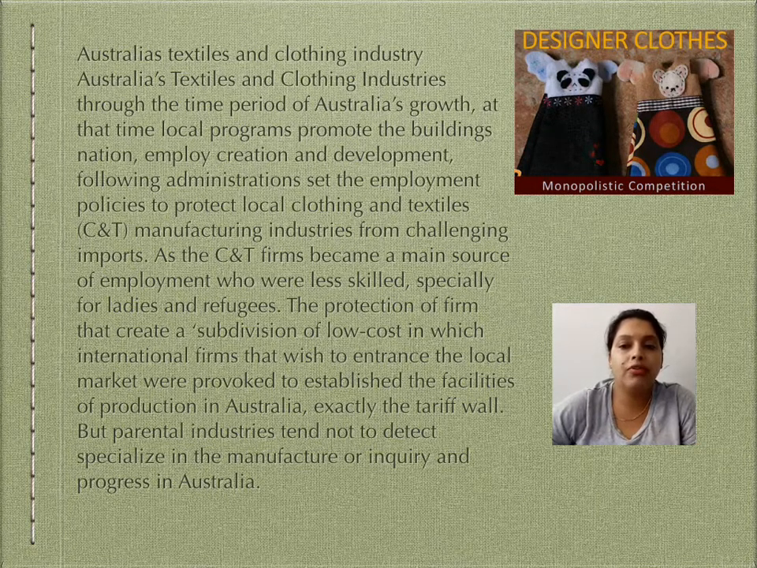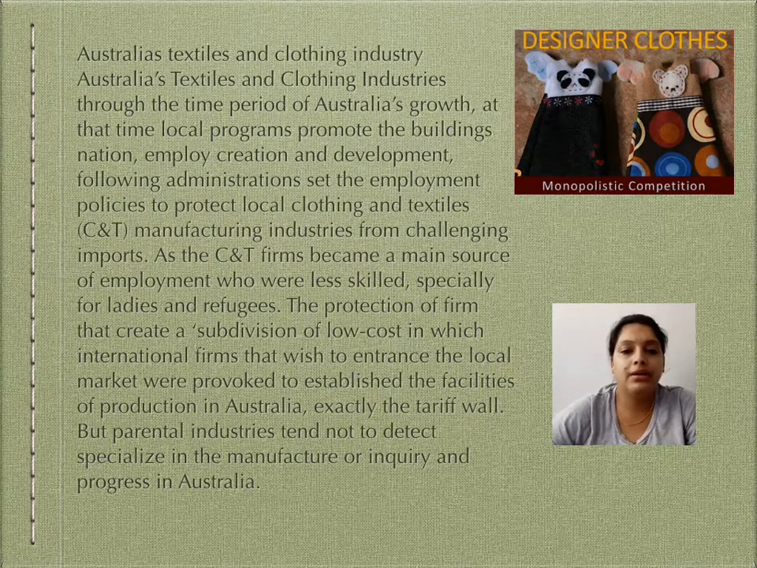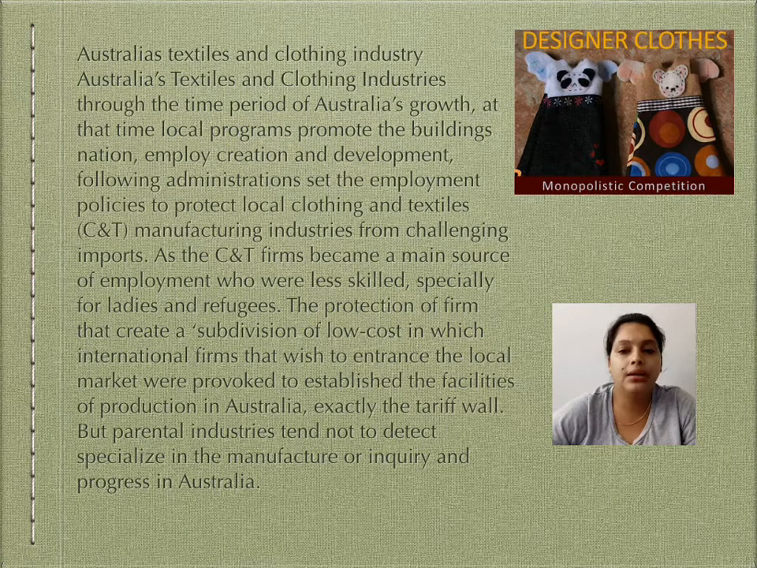The protection of firms created a subdivision of low caste in which international firms that wished to enter the local market were provoked to establish production facilities in Australia. Exactly the tariff wall, but parental industries tend not to specialize in the manufacture or inquiry and progress in Australia.